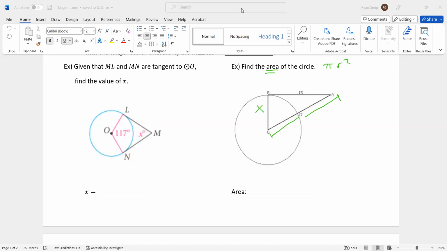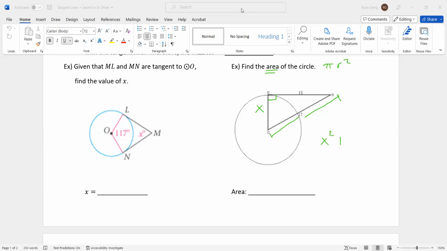How am I going to do that? I have two sides, but that's all I've got. I can only use the Pythagorean theorem if I have a right triangle. Do I have a right triangle yet? Not necessarily. But if you use the theorem that I just showed you, you can understand that this angle here is a right angle. And now I can do the Pythagorean theorem.